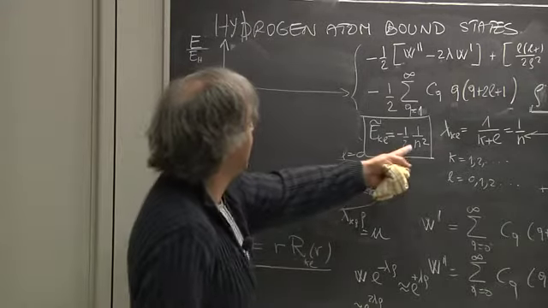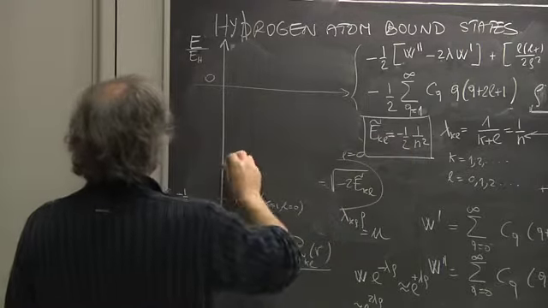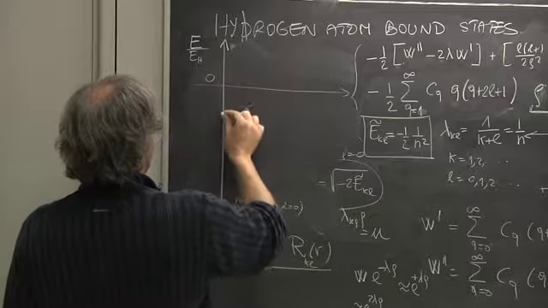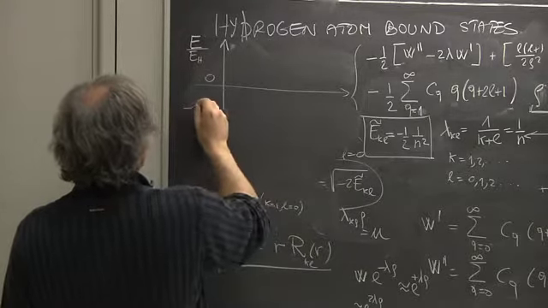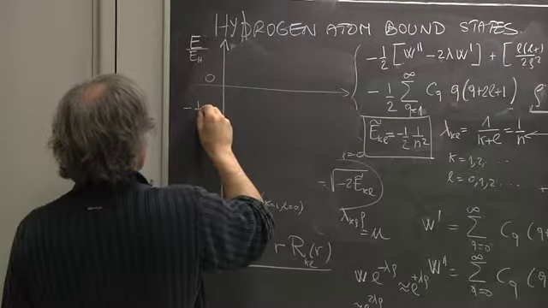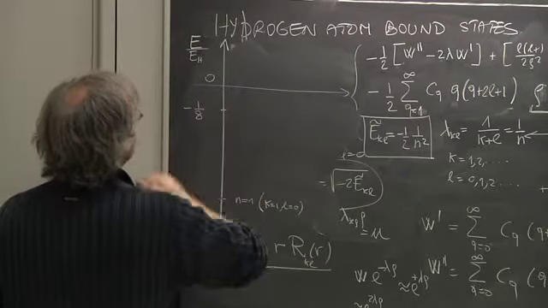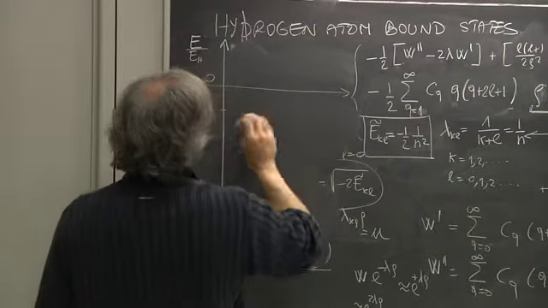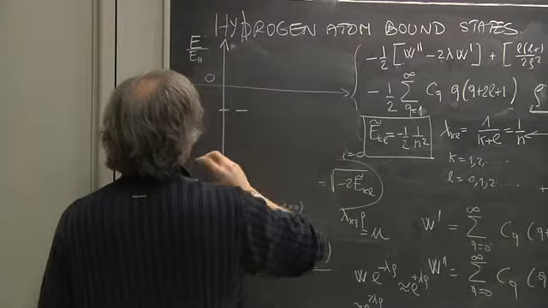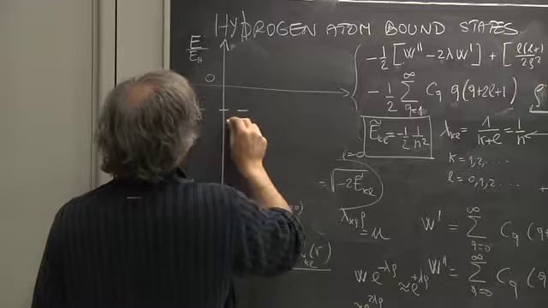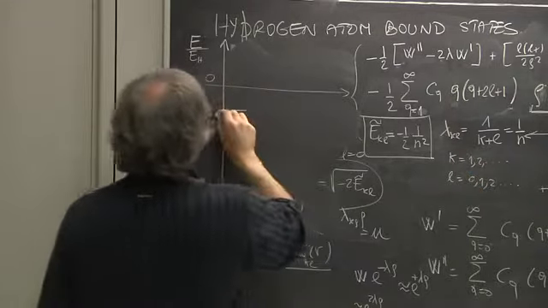Let's see. Next. n equal to 2, which means that you have here something that is a factor 4 smaller. So if this is something like this, minus 1 over 8. Okay? In Hartree. Now, n equal 2 can be made in two possible ways. So I should first allow for two possibilities. One is K equal to 2 and L equal to 0.